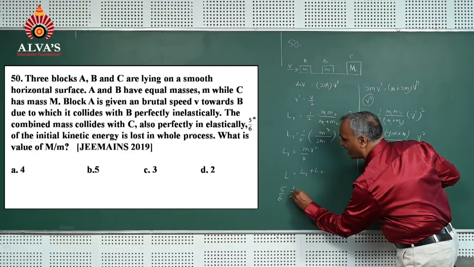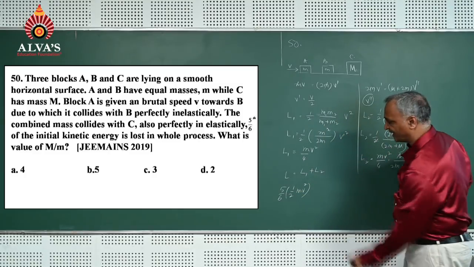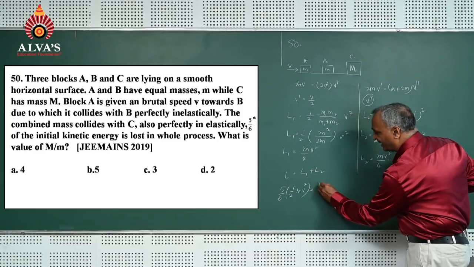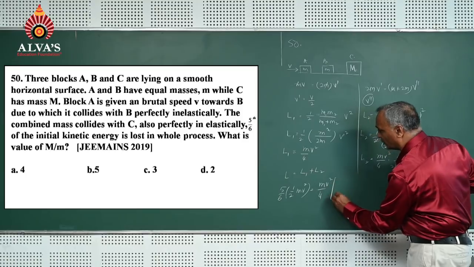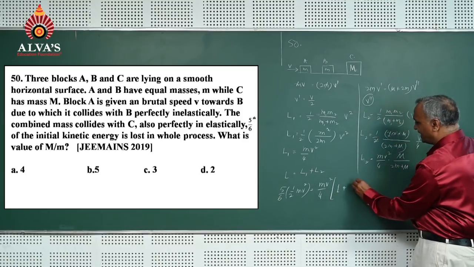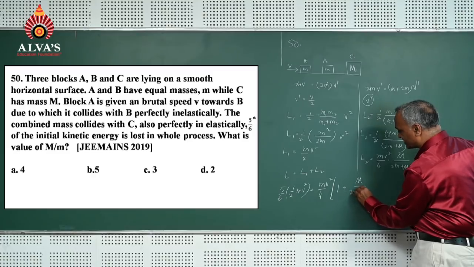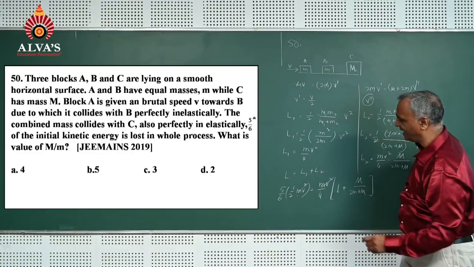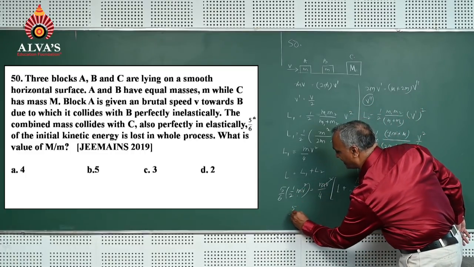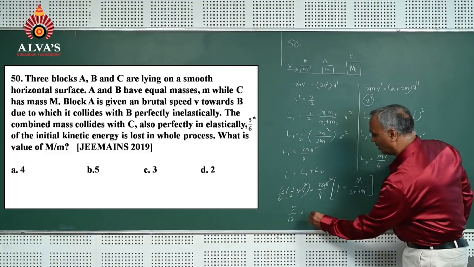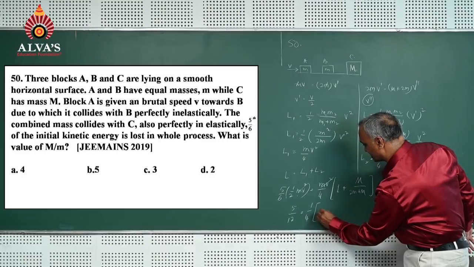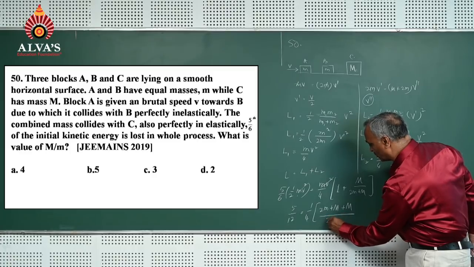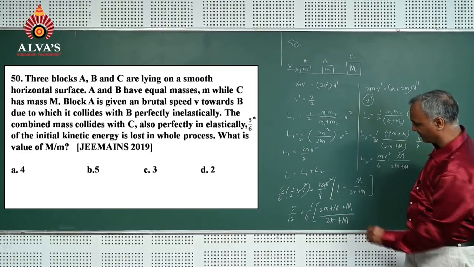So 5/6 of half mv square is the total loss. This is equal to loss 1 plus loss 2. mv square by 4 is common, I will take it out: mv square by 4 into (1 plus m divided by 2m plus m). Okay, so this mv square cancels, and you will get 5 by 12 is equal to 1 by 4 into (2m plus M divided by 2m plus m), I am going to get.